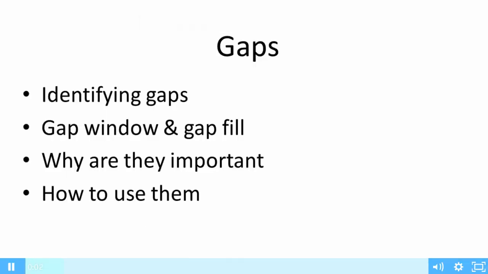In this lesson, we're discussing gaps. We're going to discuss how to identify gaps, where they come from in the market, and why they're important. There's a difference between a gap window and a gap fill area. We'll discuss that, why they're important, and of course, how we use them to our advantage. So let's get right into the charts and begin discussing how we play the gaps.